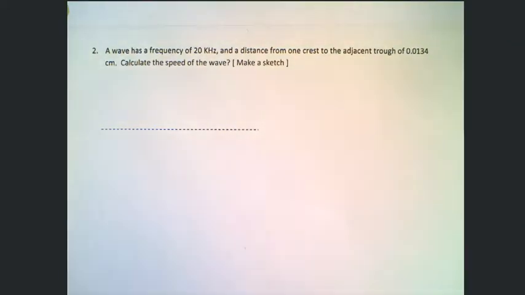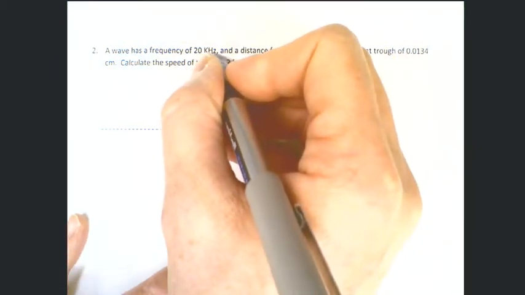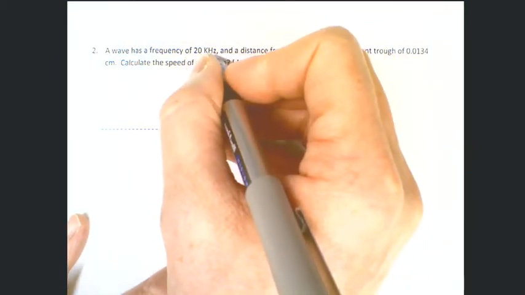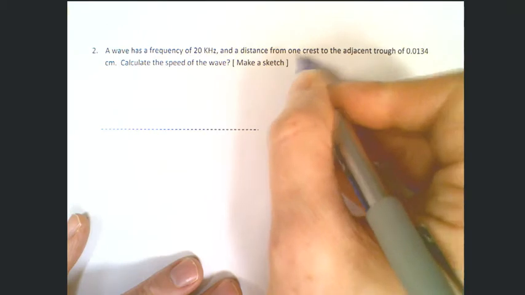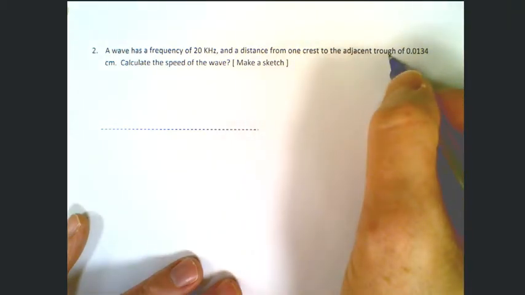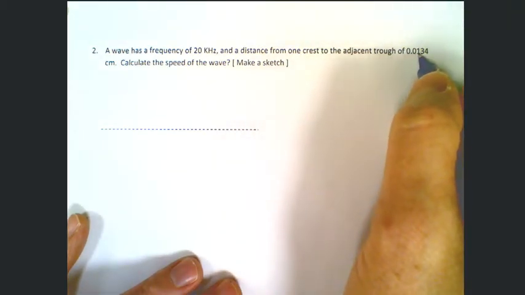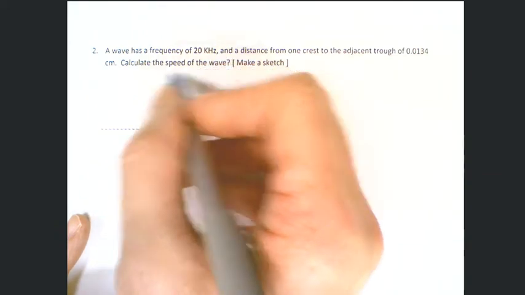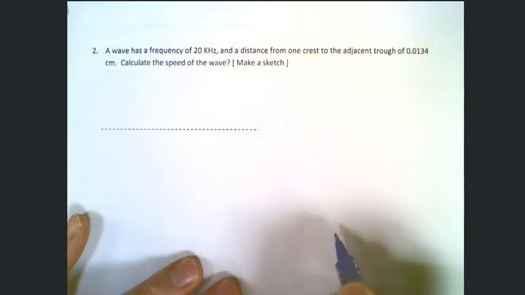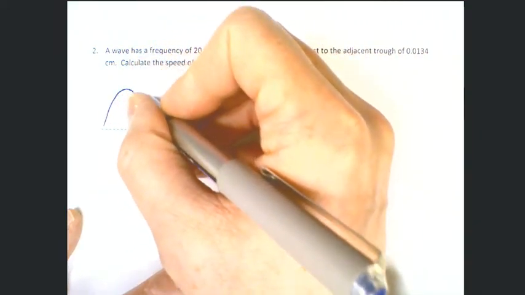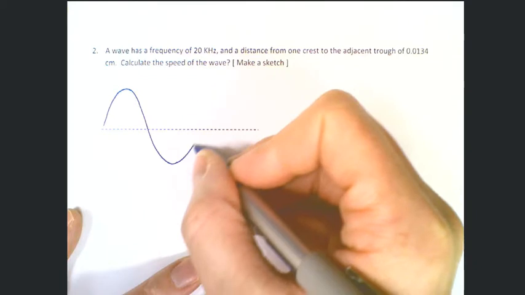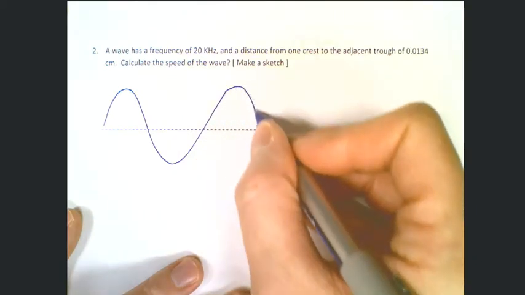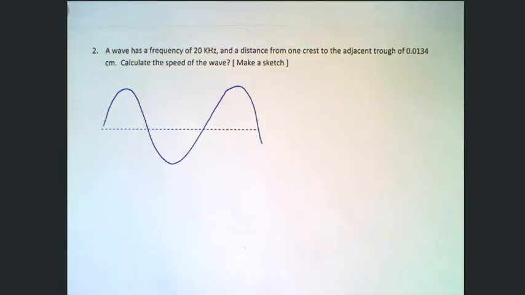A wave has a frequency of 20,000 hertz, 20 kilohertz, and a distance from one crest to the adjacent trough of 0.0134 centimeters. Calculate the speed of the wave. Make a sketch. Okay, well, let's start with making the sketch. Okay, I can probably stop at this point because I have more information than I need.